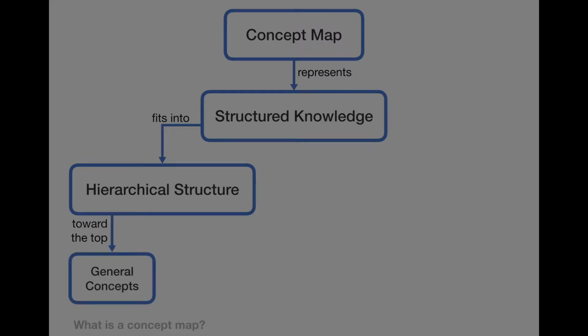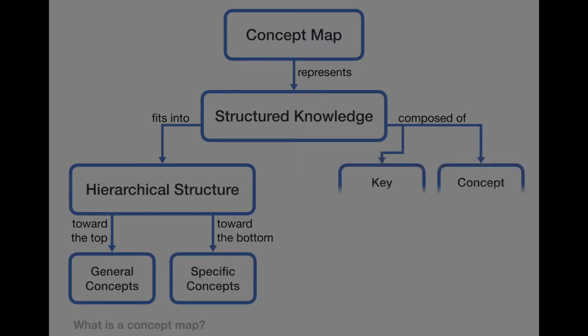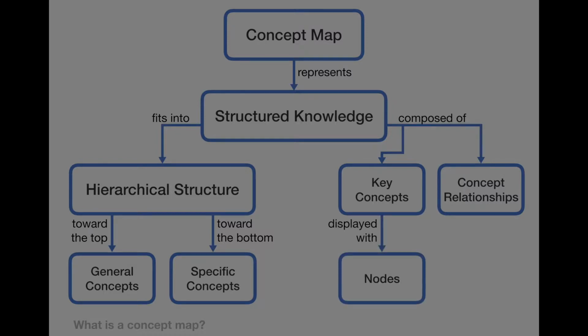And for a concept map, toward the top you tend to have general concepts, and toward the bottom will be your specific concepts. The structured knowledge of a concept map is composed of key concepts and the relationships between those concepts. Key concepts are displayed with nodes, and concept relationships are displayed with arrows and the associated relationship text next to the arrow. Now we have a complete picture of a concept map, and what you're looking at is a concept map of concept mapping.